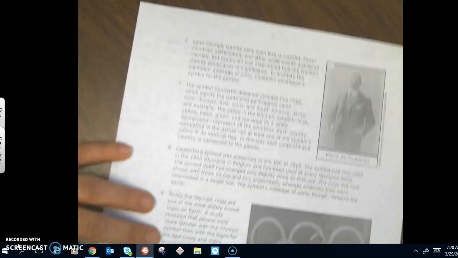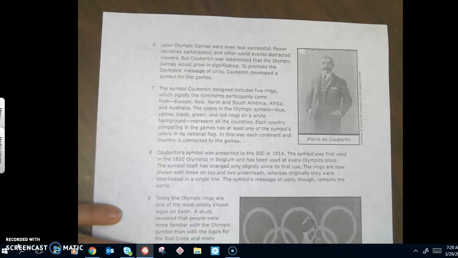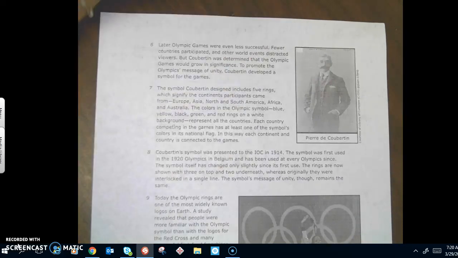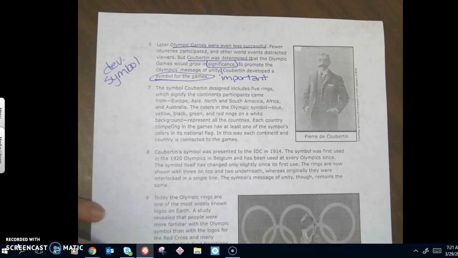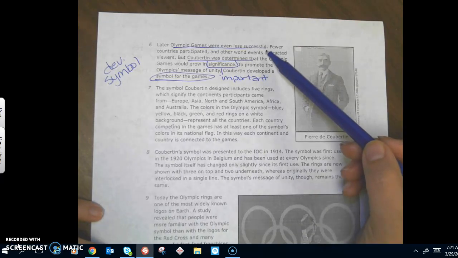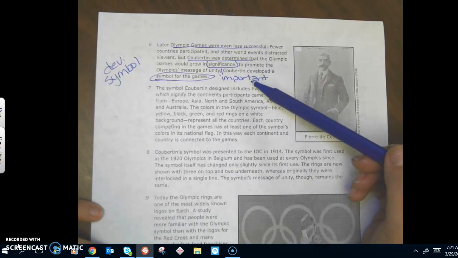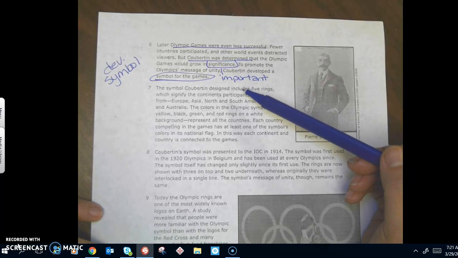All right. Later, the games were even less successful. Few countries participated and other world events distracted viewers, but Coubertin was determined that Olympic Games would grow in significance. To promote the Olympic message of unity, Coubertin developed a symbol for the game. Here we go. We're going to learn about that. Okay, so after we make sure we note that it was less successful the next time, he was determined that this is going to be important, and so he developed a symbol for it.